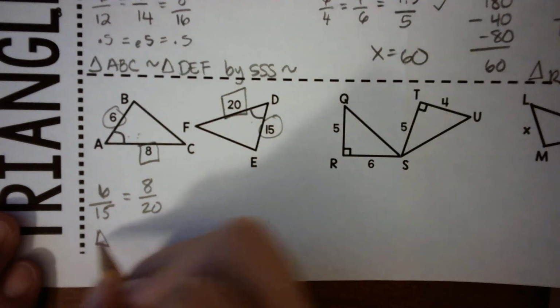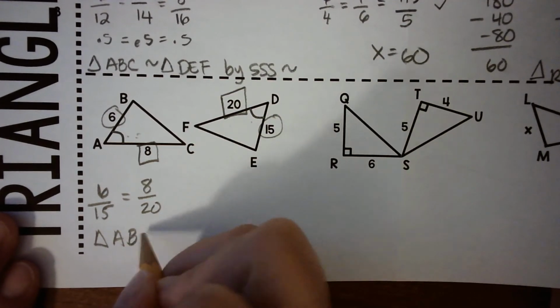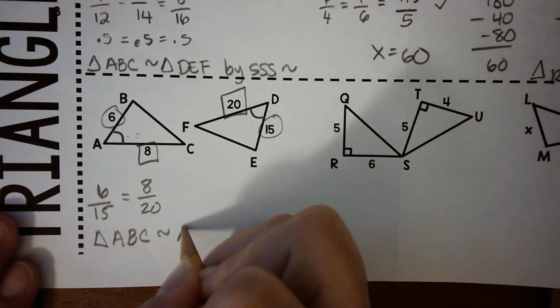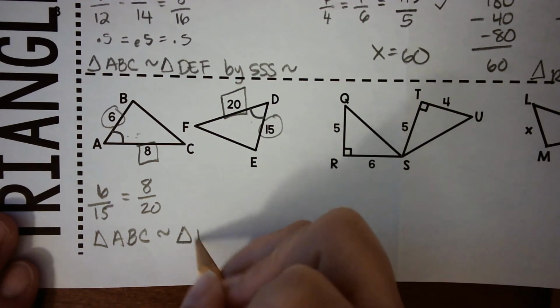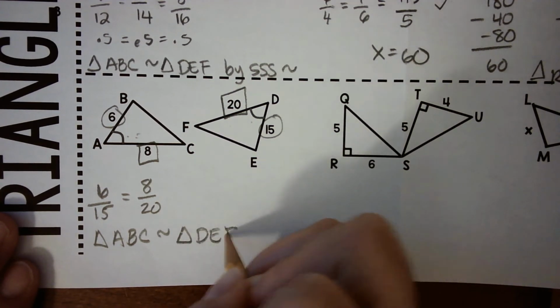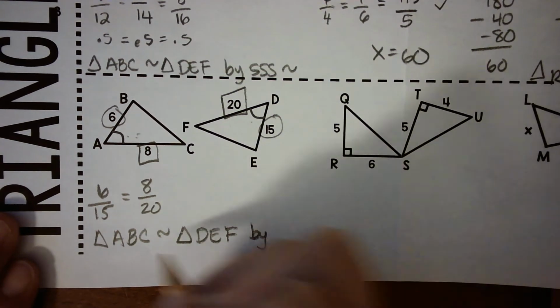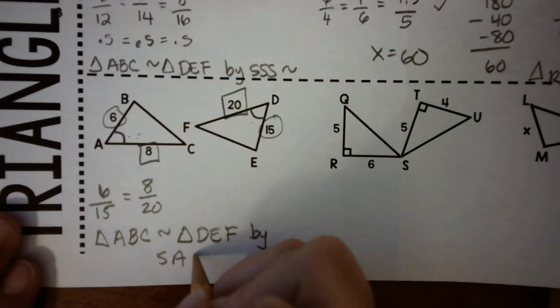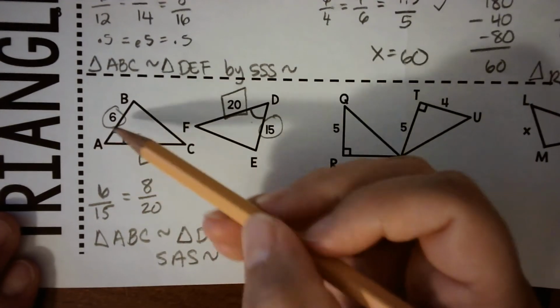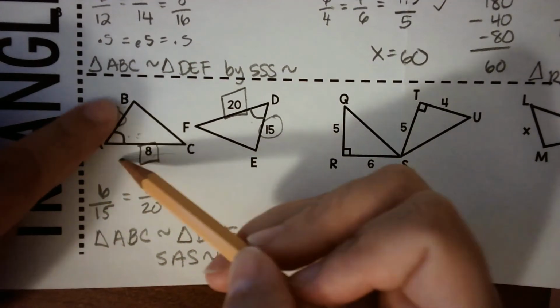So I can say that the triangle ABC is similar to the triangle DEF by side angle side similarity. So we got a pair of sides and the angle between them.